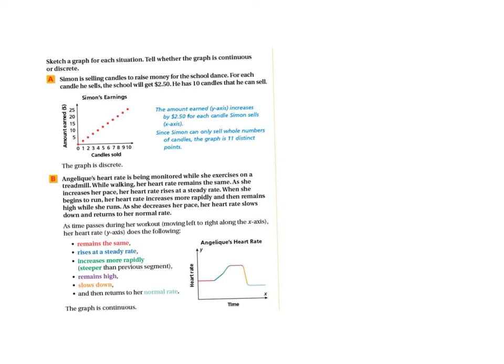So Simon is selling candles to raise money for the school dance. For each candle he sells, the school will get $2.50. He has 10 candles that he can sell. So candles sold. Can you sell 1.5 candles or 1.25 candles? Seems silly, and so since it's not including the numbers in between 1 and 2, and 2 and 3, and 3 and 4, then it's just the dots themselves. They don't include those numbers. So the dots show that this graph is discrete.